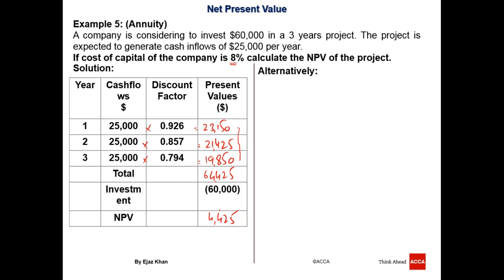Okay, now I want everybody to listen and watch very carefully. If you just note that we are receiving same cash flows after the end of every year. When we receive same amount every year, this is an annuity project. This same amount received every year is called annuity. So annuity is a constant amount received after regular intervals. So it's an annuity project.